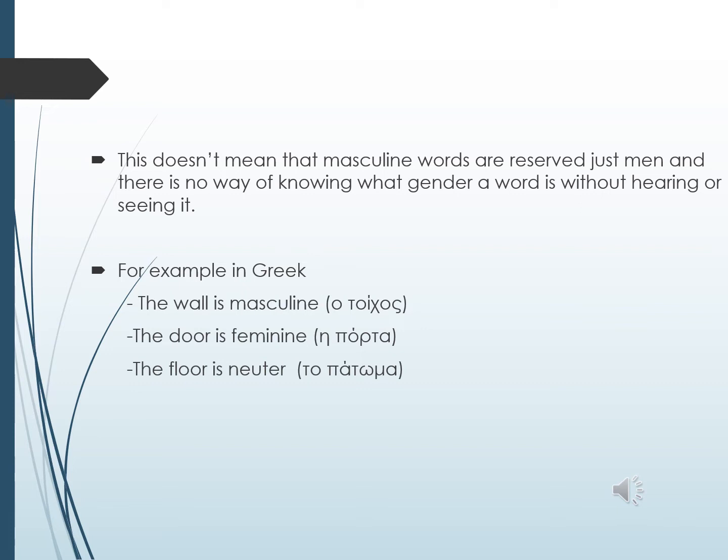Greek nouns become difficult, however, because just because we're using the word boy, it doesn't necessarily mean that it is going to be a masculine noun. So we have to look at the endings, and it doesn't really make much sense at all. So the wall is masculine, o tichos. The door is feminine, i porta, and the floor is neuter, to patoma. But how do we know what gender a noun has?